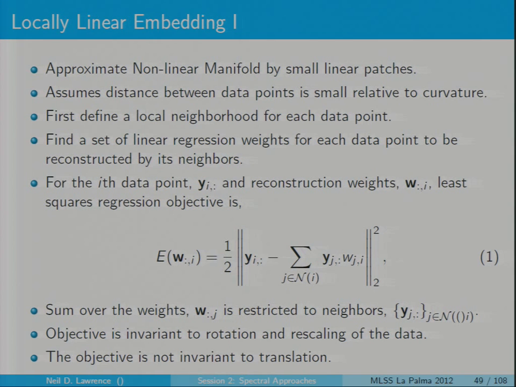You try and reconstruct a point from its neighbors by this weighting of its neighbors. So you've got point y_i, and you try and reconstruct its value by weighting neighbors of that point with a quadratic error function. This objective is invariant to rotation and rescaling of your data, but it's not invariant to translation. So there's something we're going to do to this objective.